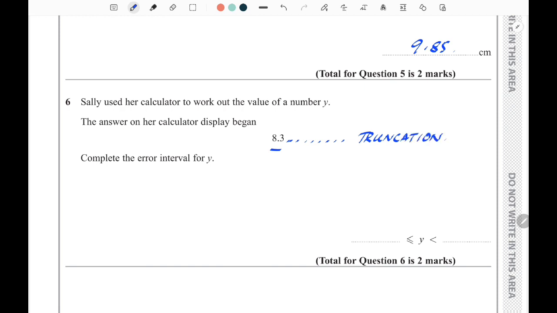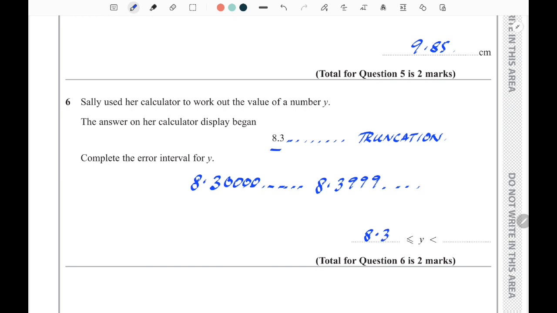It's not rounding, okay? You're not looking for a rounding range, upper bound, lower bound, nothing like that. It's actually truncation. So basically the next number could be 8.30, etc. Okay, and it could go all the way up to 8.3 and then a whole load of 9s. Okay, anything short of 8.4. So you could have a whole load of zeros if you want, or you could have a whole load of 9s.